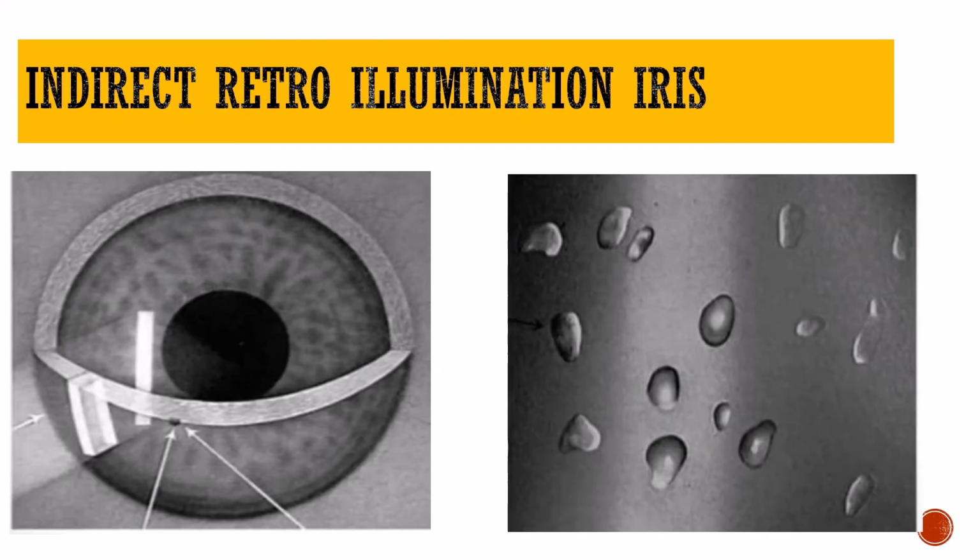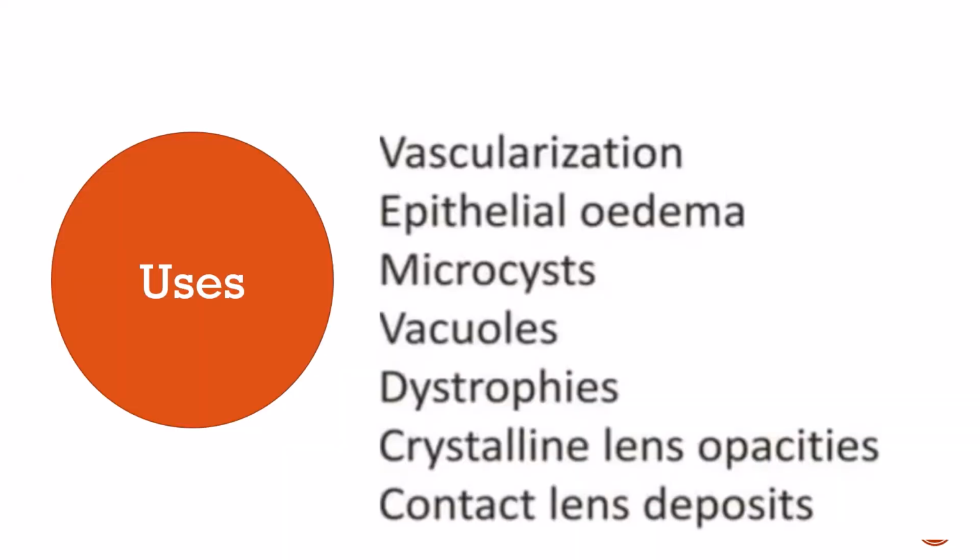So let me explain it to you with a picture. In this first picture, you can see that the object of interest is located somewhere here and we have projected the light beam on the iris somewhere here. So definitely the object will now be viewed against a dark background of the pupil. When you see an object against a dark background, you will get better contrast details, because of which identification of the opacity or any other object might be much easier. So that's the funda behind the indirect retroillumination of the iris.